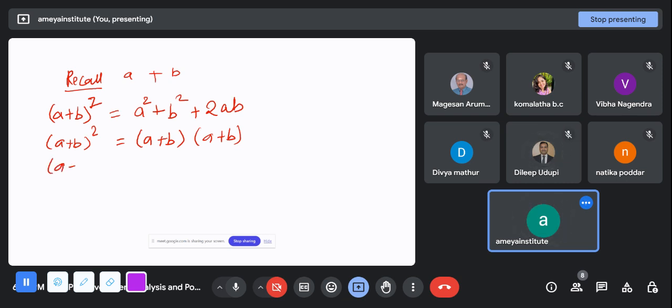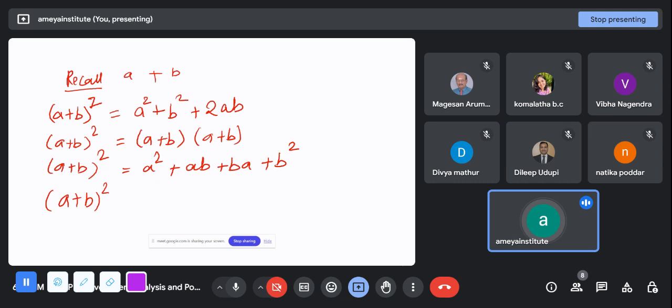Now, (a plus b) square is nothing but, now we will multiply these two. A into a we can write as a square, plus a into b, that will become ab, plus b into a, the second and first one we can write as ba, plus b into b will become b square, correct? So now can we write like this once again?